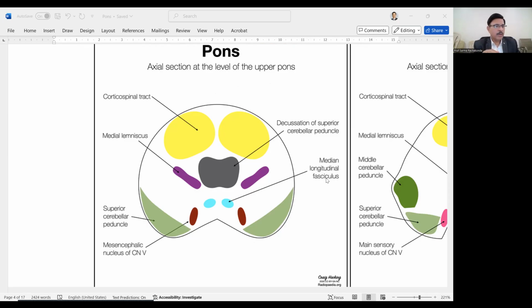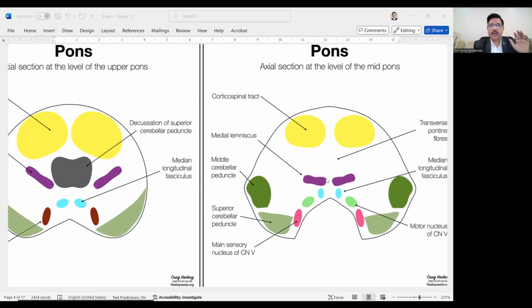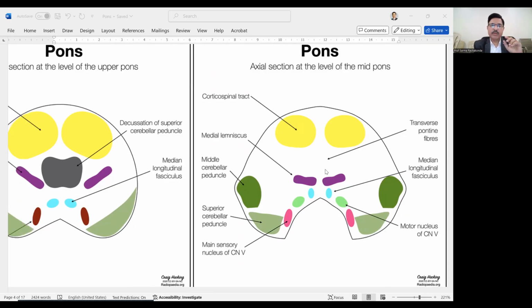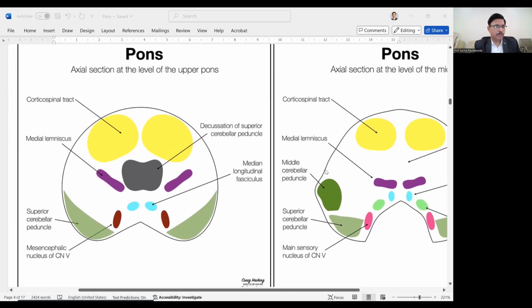So let us go to the pons at the level of the mid pons. So let's say we have cut it at the level of the mid pons. The same corticospinal tracts will continue. The medial lemniscus is also there. Then the middle cerebellar peduncles are appearing, and then you have also the main sensory nucleus of the fifth nerve has come here. The main sensory nucleus and the motor nucleus of the fifth nerve are there in addition. So transverse pontine fibers are here. So we have understood the neuroanatomy of the pons.